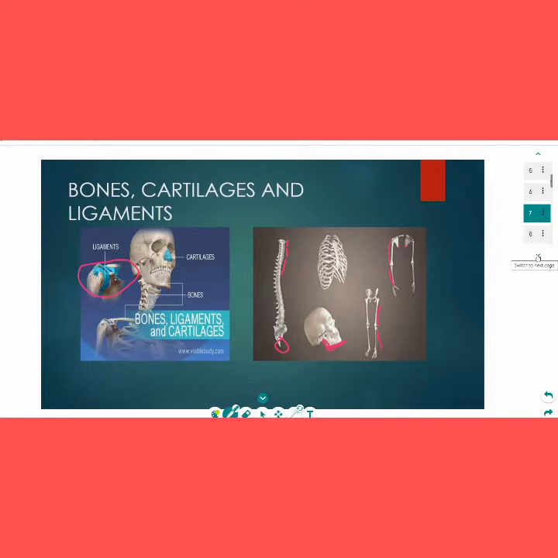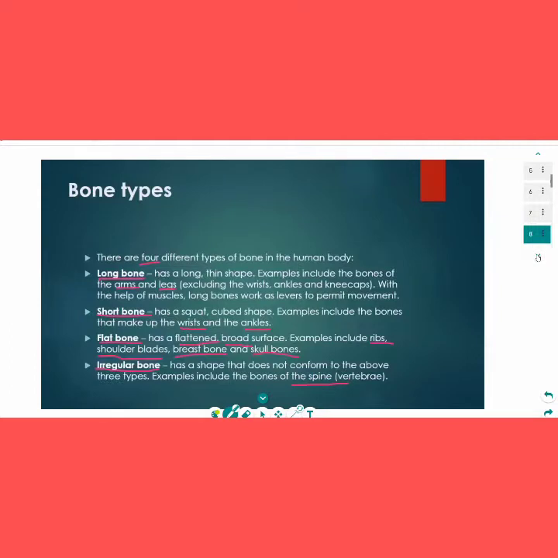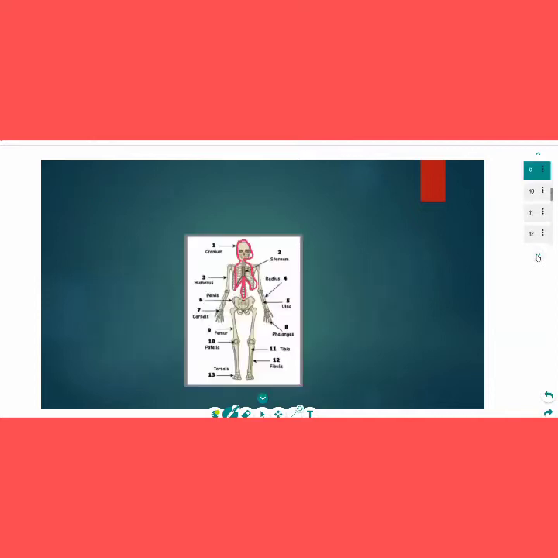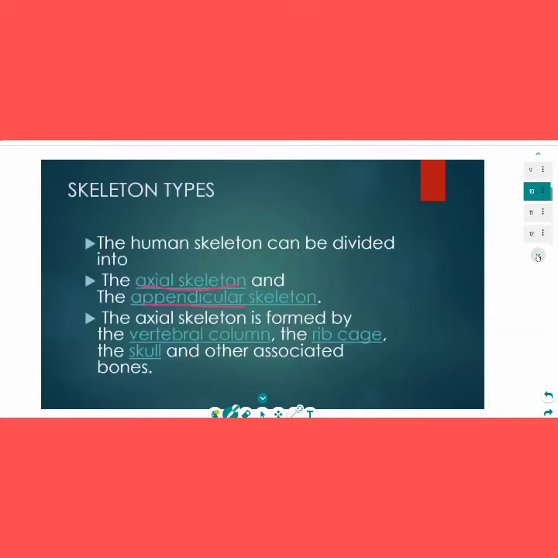Okay, then the bone types that you told in a clear way. There are 4 types of bones: long bone, short bone, flat bone, and irregular bone. So the axial portion, these are the bones that are present in our body that I have given you as scientific names, that we have discussed in the previous classes itself.